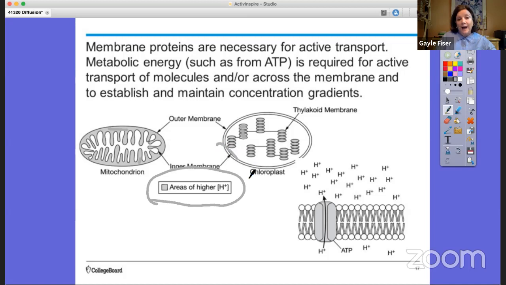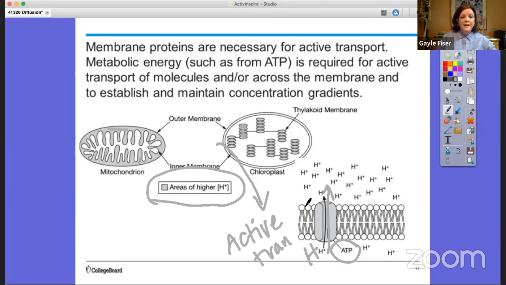But how does this happen in the first place? If we're pushing hydrogen across a membrane, we're going to have to go from a low to a high concentration gradient. And to do that, we're going to need to use ATP. So from our last lesson, this was active transport, right? We went from a low to a high concentration, and we needed ATP to do that, okay? From low to high.